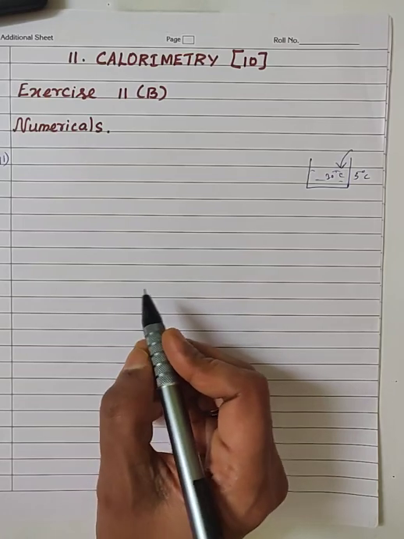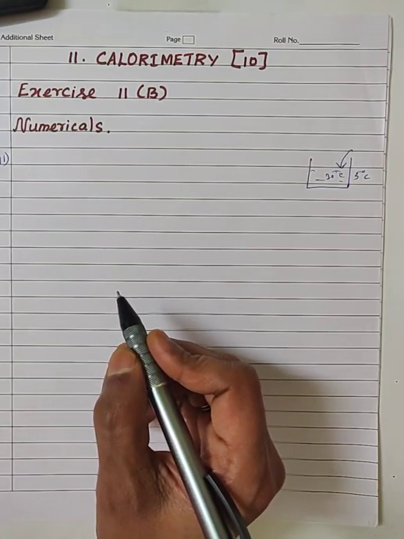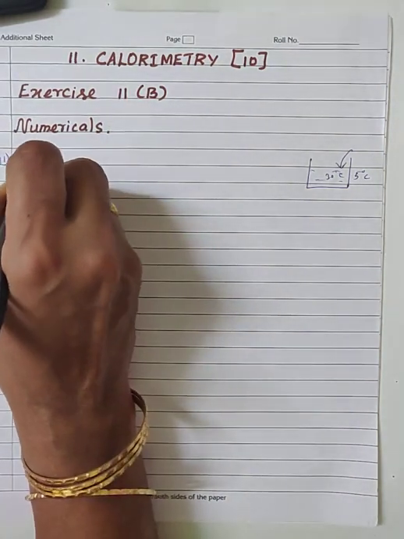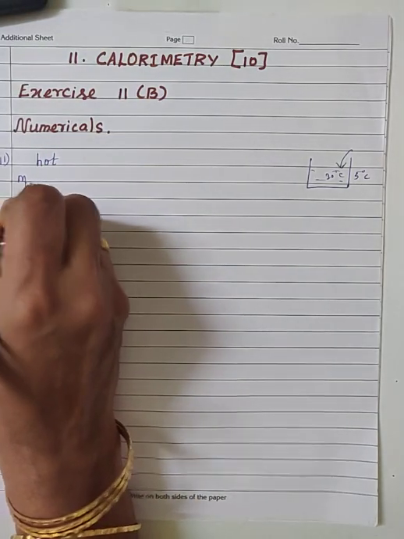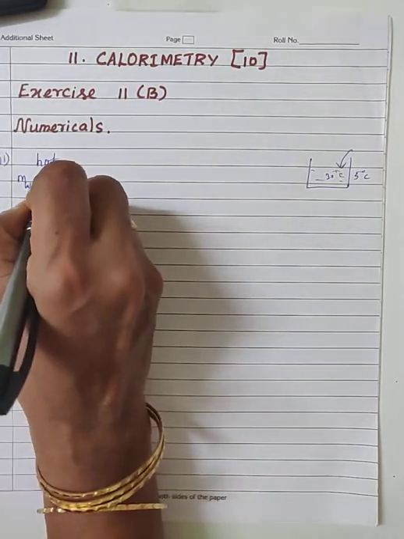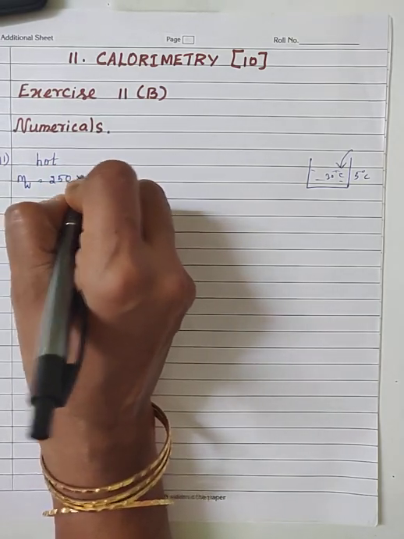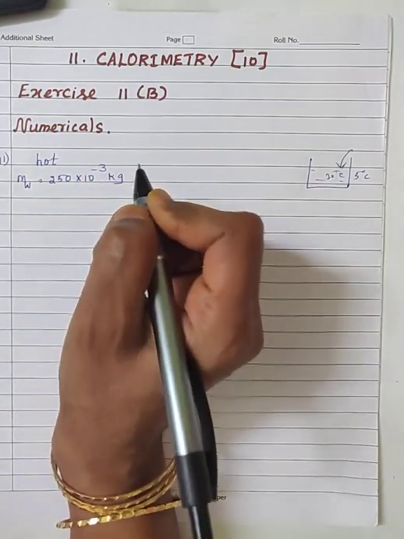First one, mass of water is given as 250 gram. Here water is the hot body, so we write under the hot: mass of water is equal to 250 gram. The SI unit of mass is kilogram, so we have to write it in kilogram. 250 into 10 power minus 3 kilogram.